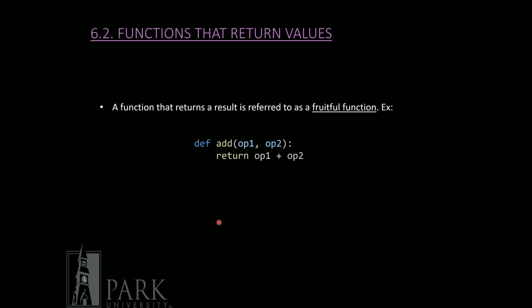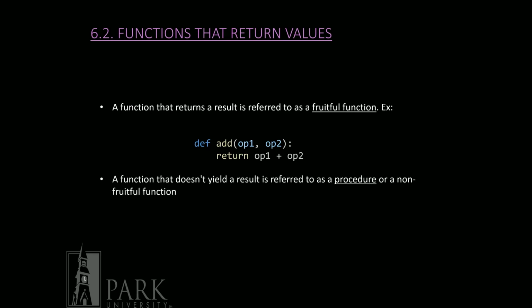A function that doesn't return a result is referred to as a procedure or a non-fruitful function. An example of this is what we saw in our previous example, where we have add and we simply print out the result of operands 1 plus 2. So again, this is a procedure or a non-fruitful function, and this is called a fruitful function.